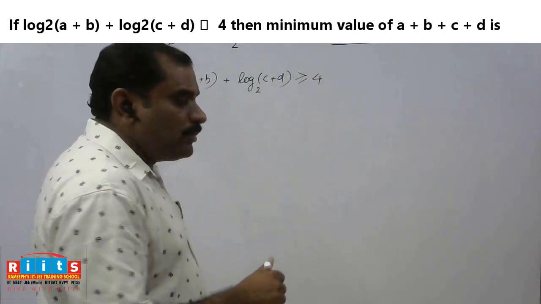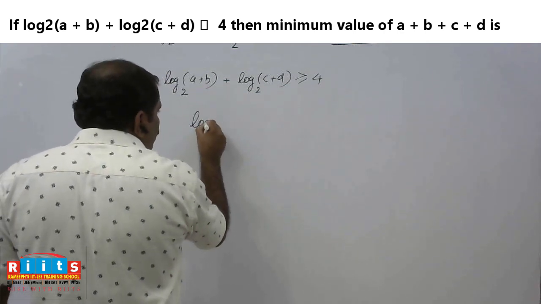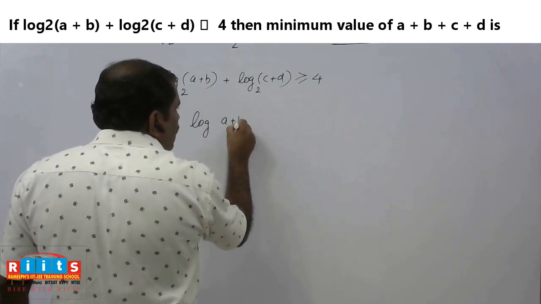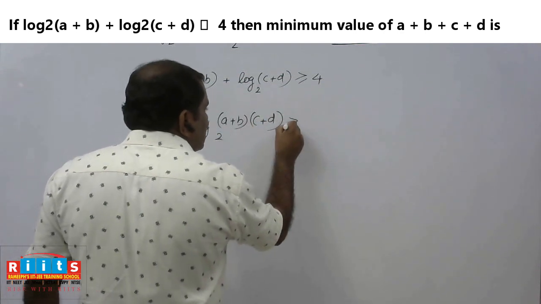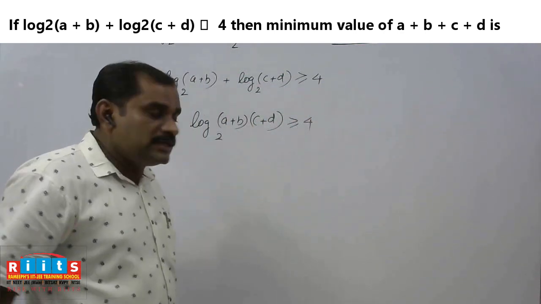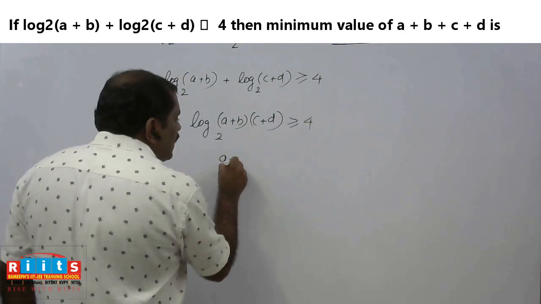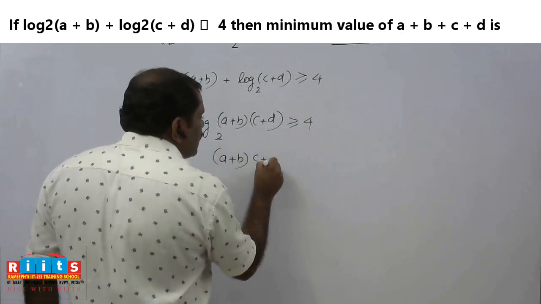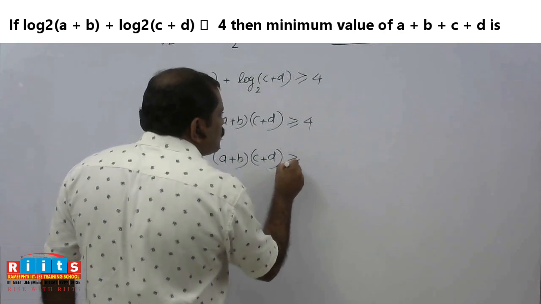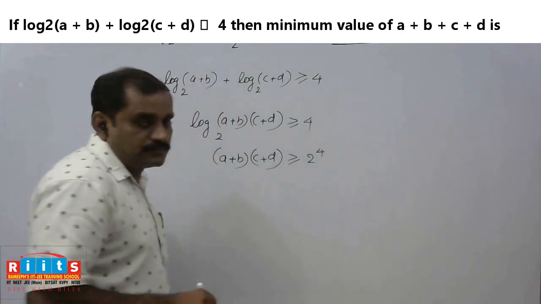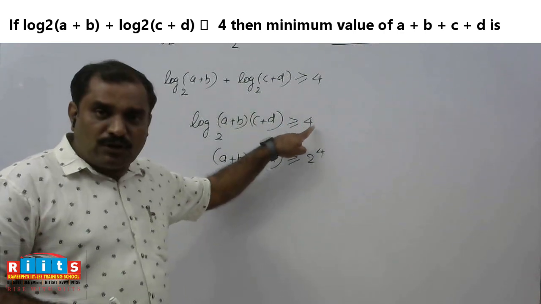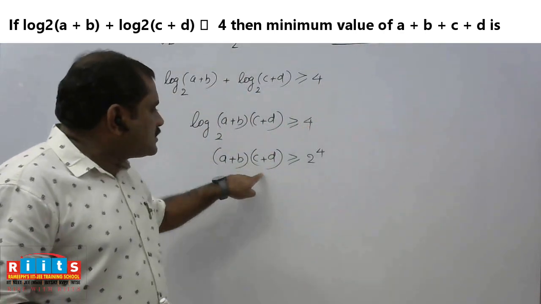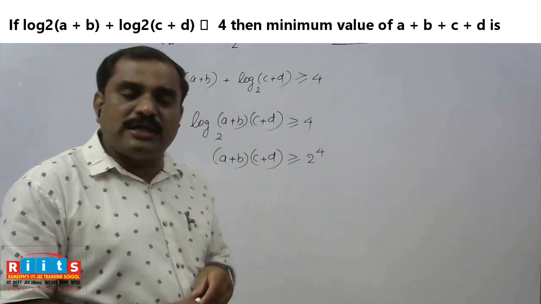Log a plus log b is log of ab. So we get log of (a plus b) into (c plus d) to the base 2 is greater than or equal to 4. That is, (a plus b) into (c plus d) is greater than or equal to 2 raised to 4.